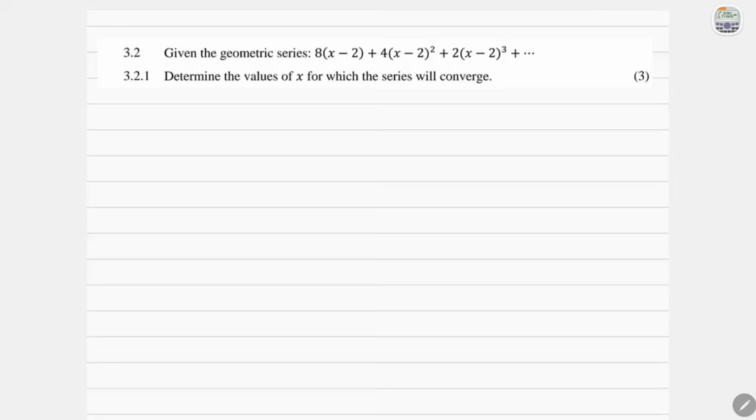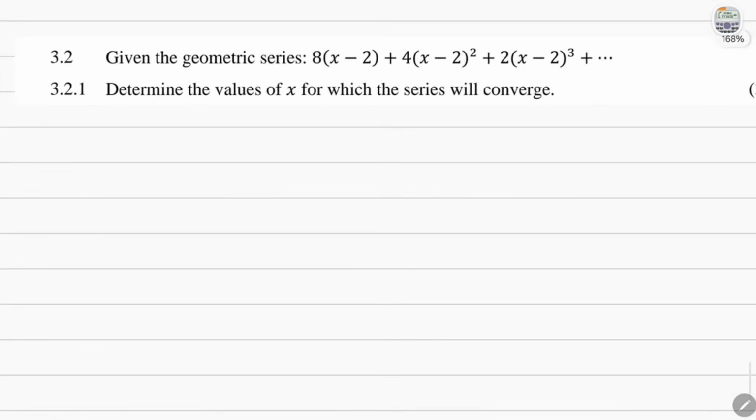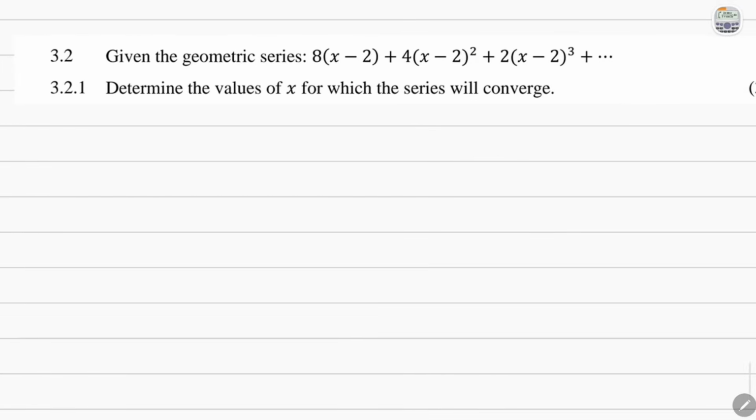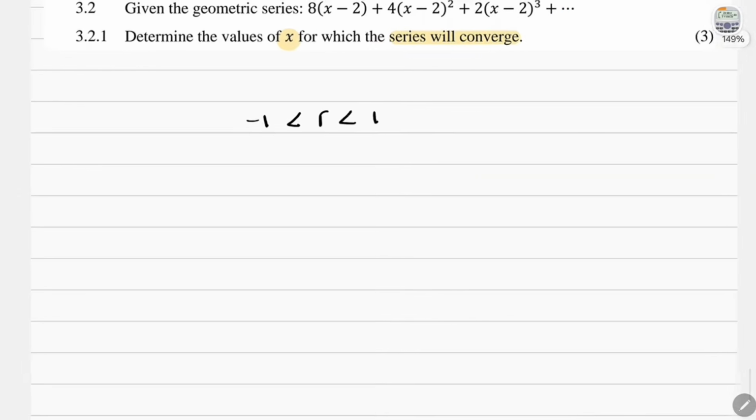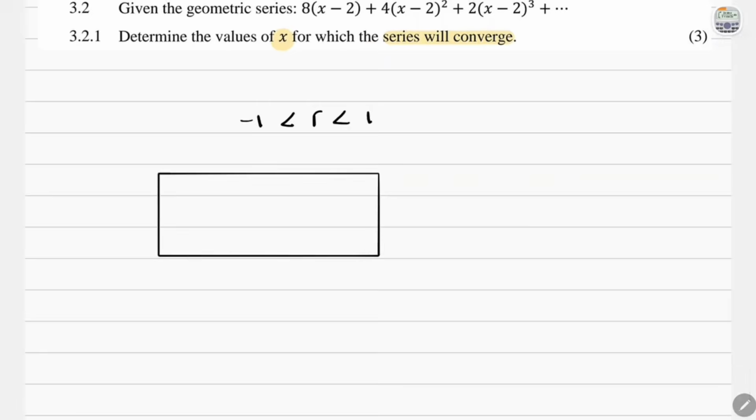Question 3.2 says, given the geometric series, and we have a times x minus 2 plus 4 times x minus 2 all squared plus 2 times x minus 2 all cubed, and this keeps going, and they ask, determine the values of x for which the series will converge. Okay, when does a series converge? A series converges when r is greater than -1 but less than 1. Okay, so this is the kind of series that it just gets infinitely smaller, but it doesn't end. So it's an infinite geometric series that just gets smaller and smaller and smaller.